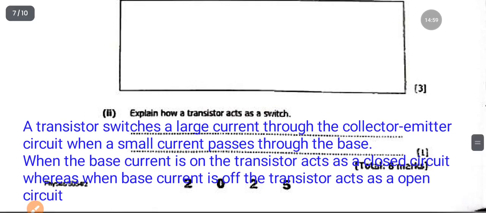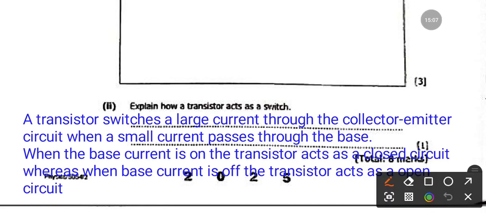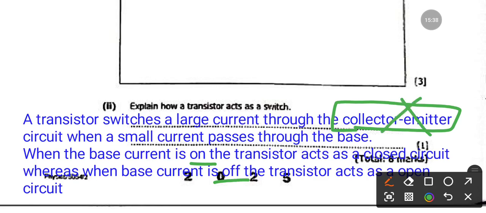Okay. Furthermore, when the base current is on, the transistor acts as a closed circuit, meaning that when the base current is on, the transistor will allow the conduction of current from the collector to the emitter, whereas when base current is off, the transistor acts as an open switch, meaning that the transistor does not allow the conduction of current from the collector to the emitter.